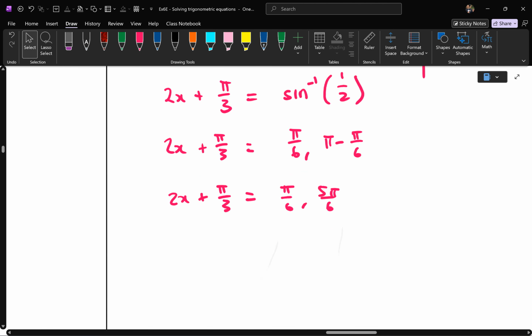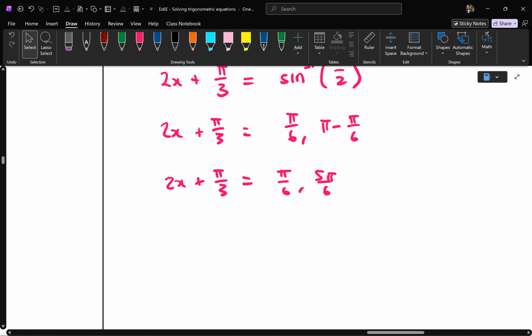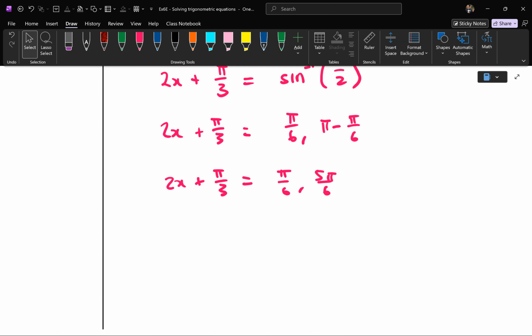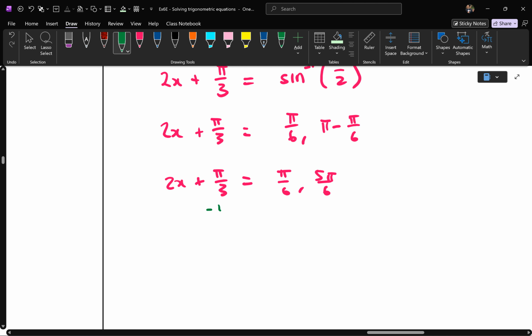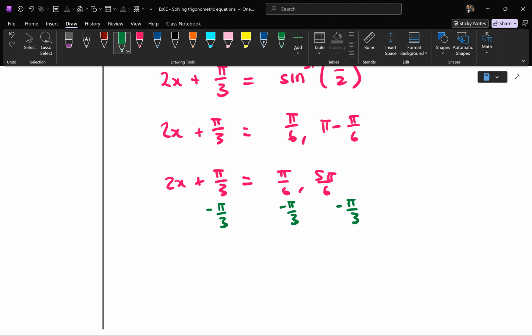And this is what I teach my students to do. So from this step, literally, solve the way you normally would. Get rid of the pi on 3 on the left. So subtract pi on 3 on both sides. So this is what you have to do. Minus pi on 3 on the left. Minus both of these solutions by pi on 3.